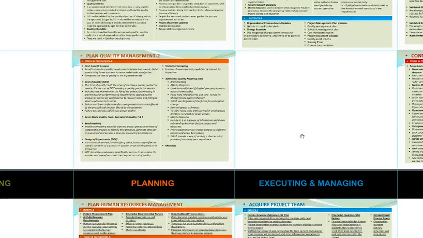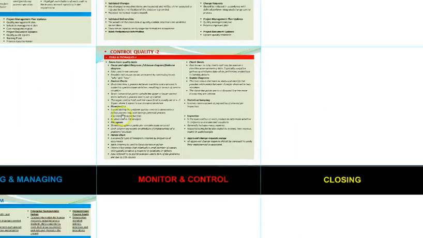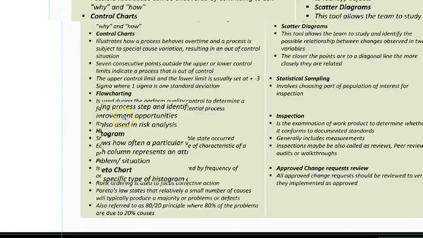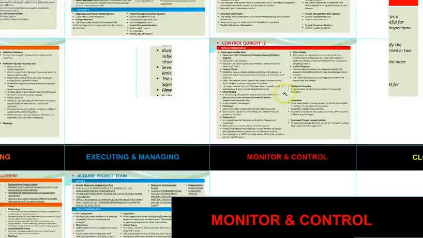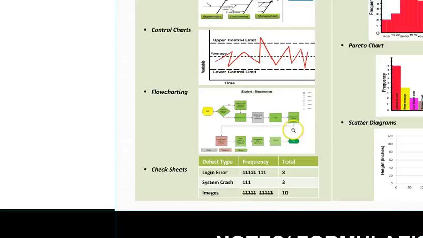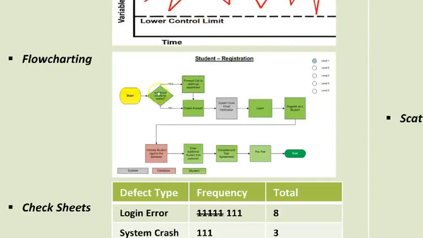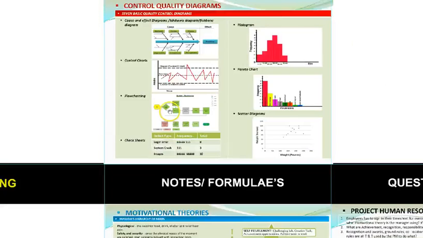How can flowcharting help team members? Now if you look in flowcharting, it is used during the perform quality control to determine a failing process step. So when we are using flowcharts for quality control, we go through the flow and try to find out where the problem could be, because we are following all the possible steps that could happen in that particular flow or scenario.